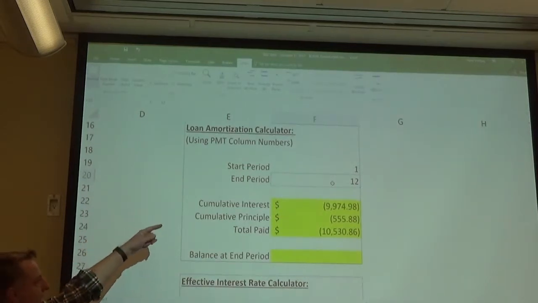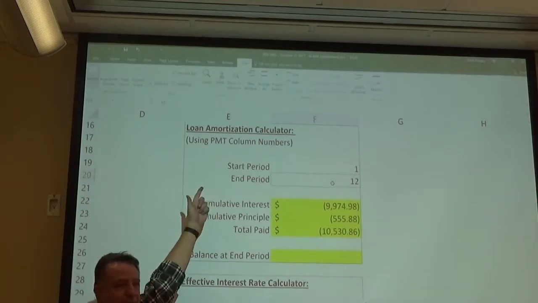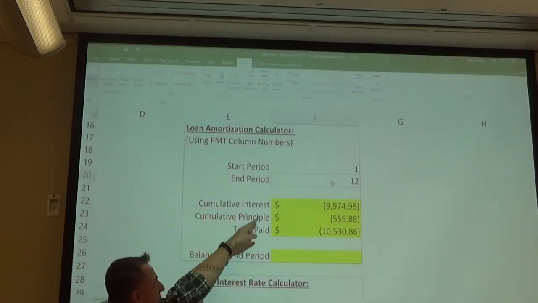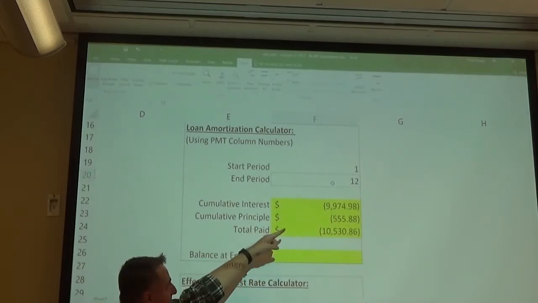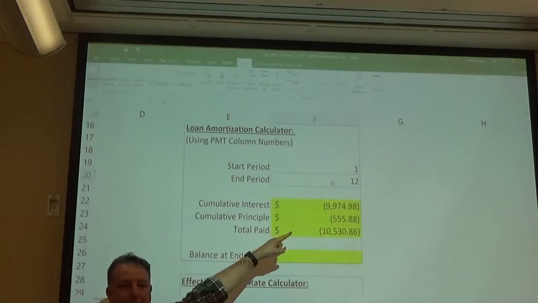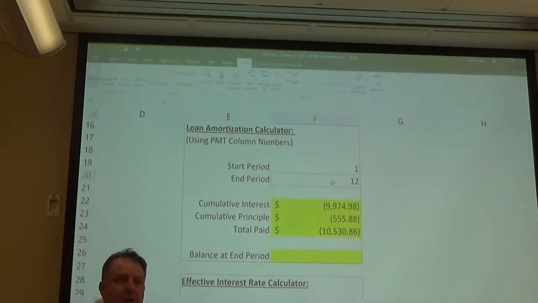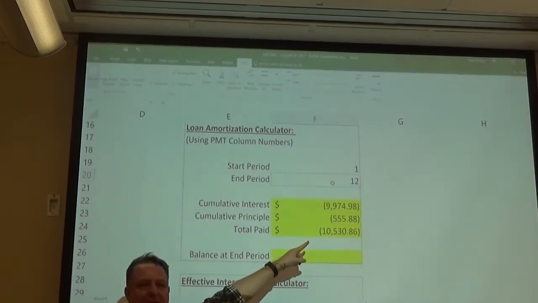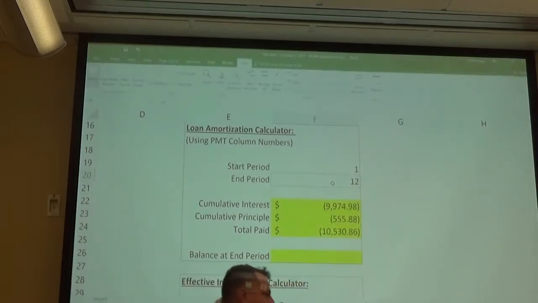So in this particular case, we can simply say, I want to know for the first 12 months that I own this property, how much interest did I have that I can potentially deduct from my income taxes? Well, there it is, $9,974.88. And sadly, during that first year, I only paid back $555 of the loan. All the rest went to interest. Does everybody follow on that?